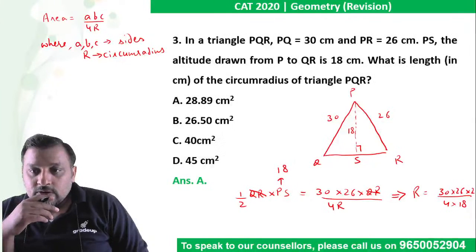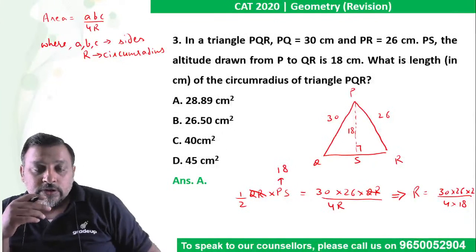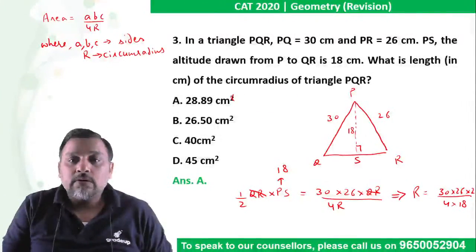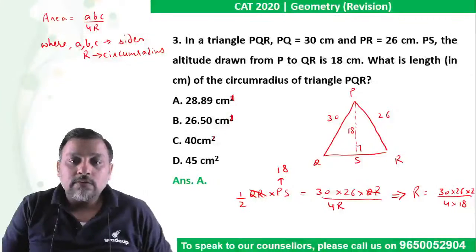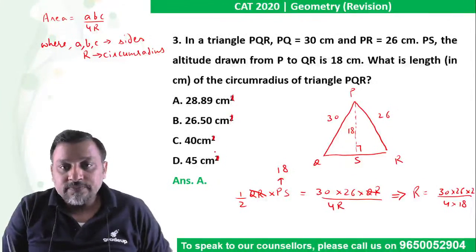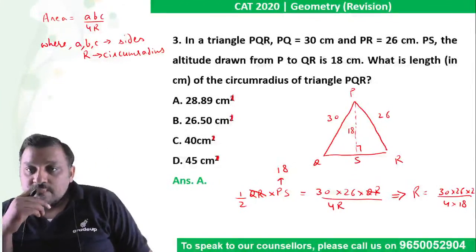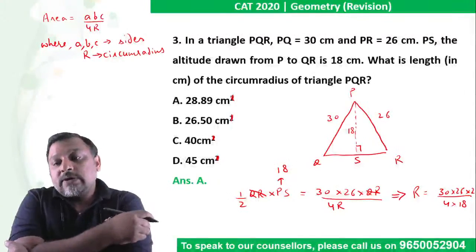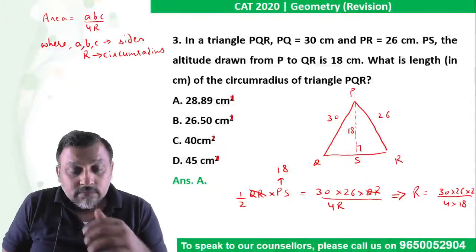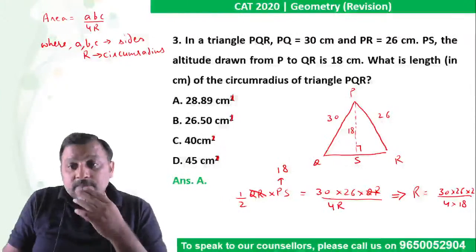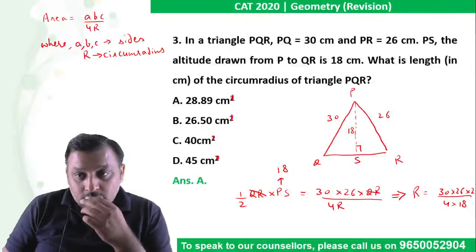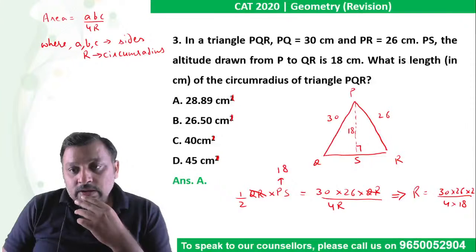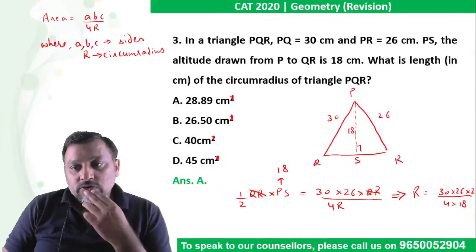Yes, the units are wrong. Very good, Harish. It should be centimeter instead of centimeter square. Okay, very good. So the radius has to be in centimeter, not centimeter square. Is this clear? Should we move to the next question now?